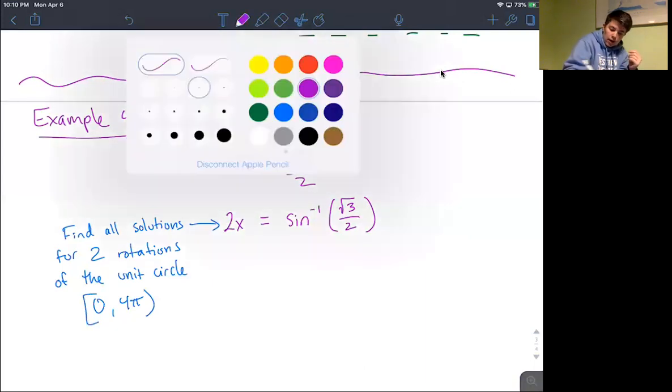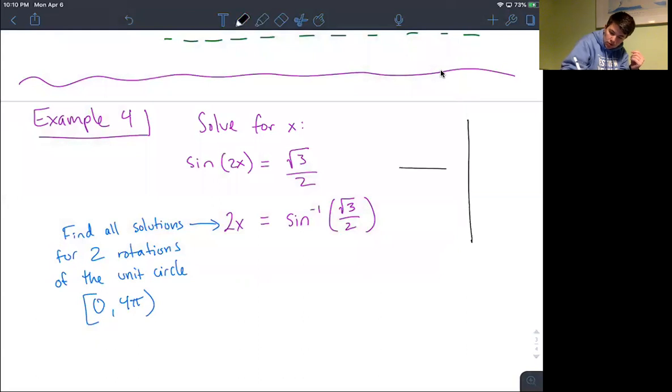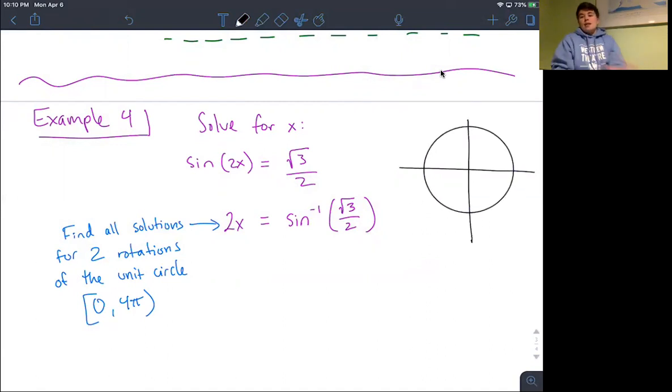So let's draw our unit circle over here. Okay. So where is sine equal to rad 3 over 2? Only positive rad 3 over 2, right? Not positive or negative, just positive rad 3 over 2. So there are 2 spots.